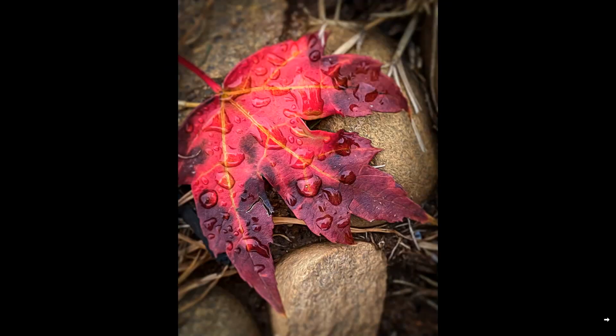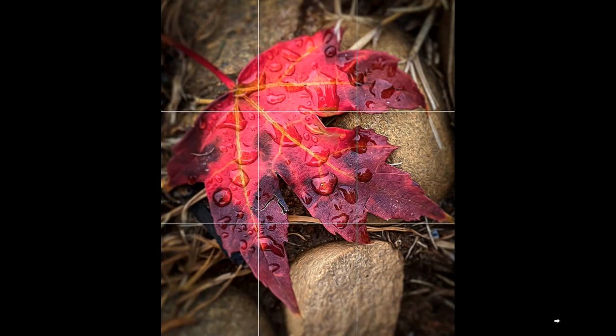Again, we have a beautiful leaf here with some water droplets on it early in the morning, and it falls right in that area where the lines would intersect, at one of the intersecting areas. So that would be the focal point right here. So it falls right in that point, and it creates a very aesthetically pleasing design. Here we go. Here's the grid over the leaf, and you see how it fits right in that category.